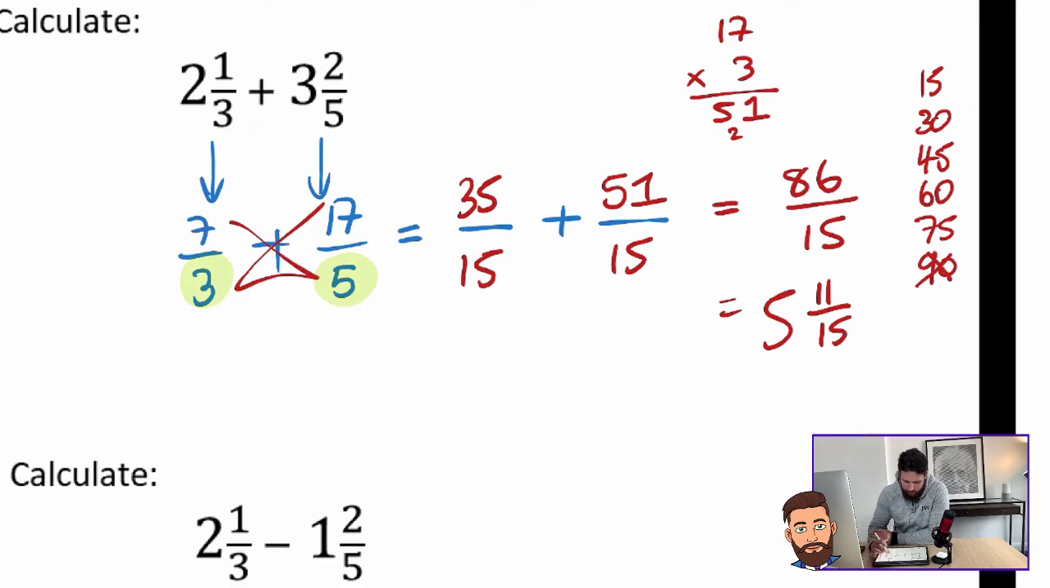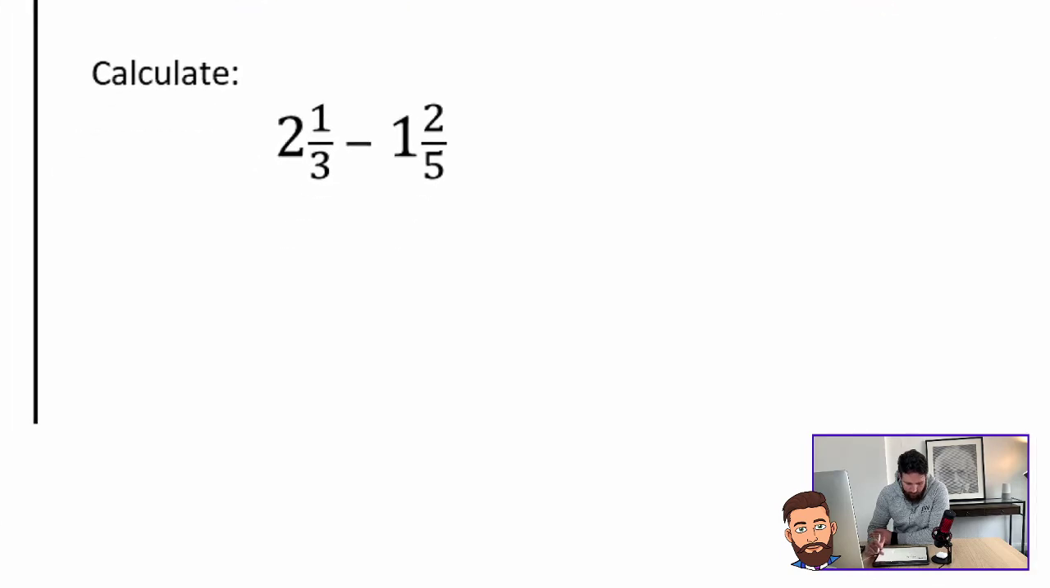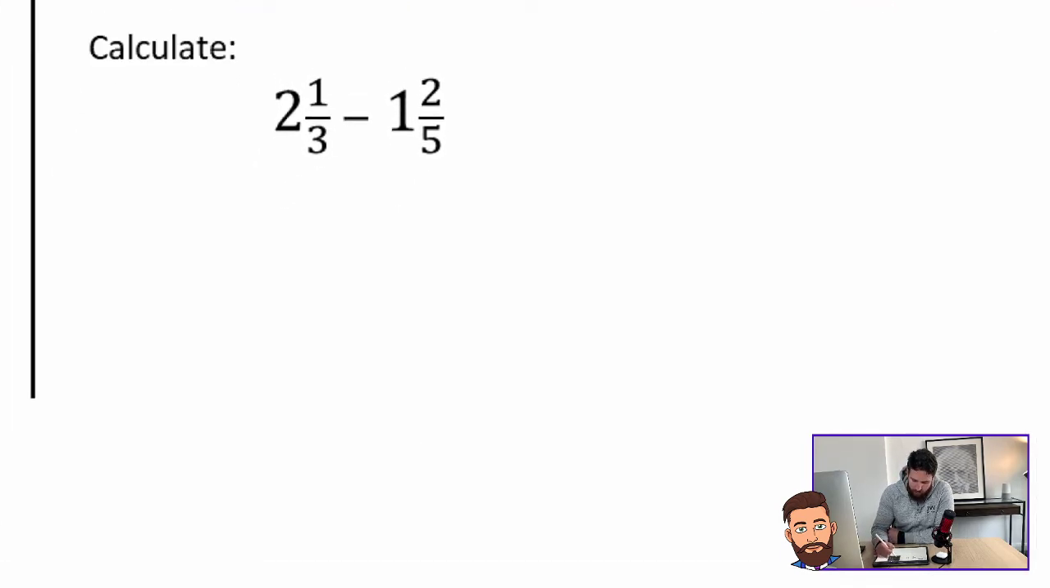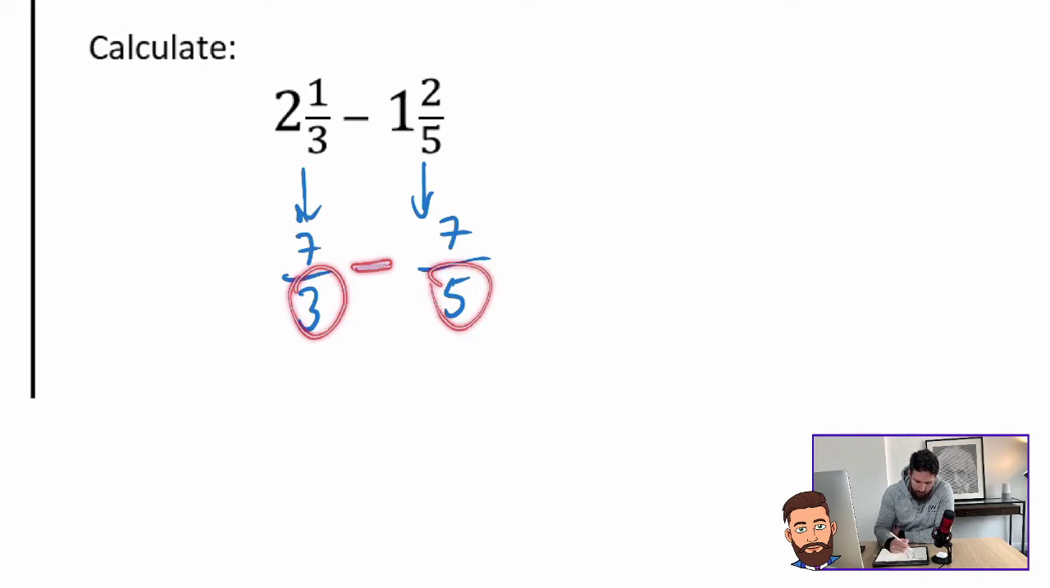And finally, same thing. You should have realized these mixed numbers need to be changed to top-heavy fractions. 3 times 2 is 6, plus 1 is 7 over 3. 5 times 1 is 5, plus 2 is 7 over 5. Can I subtract these? No, I do not have a common denominator. So write yourself out 2 blank fractions ready, with a minus sign in between. What will our common denominator be? Hopefully you got 15.